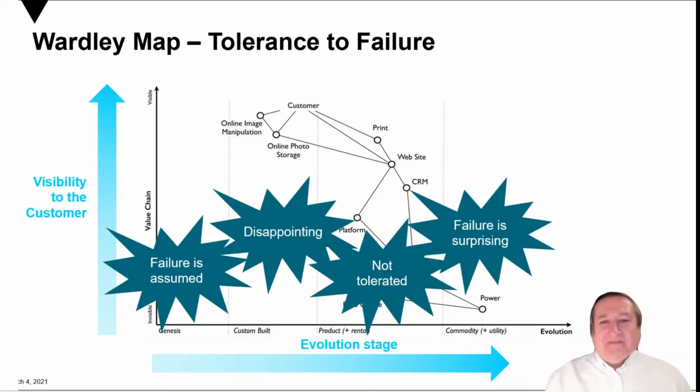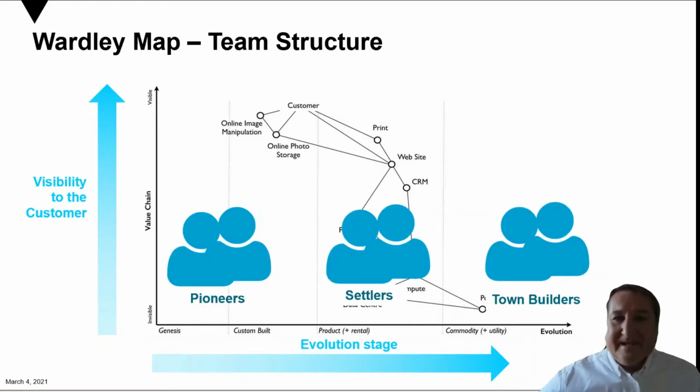Evolution stage is crucial to business strategy. For example, users' tolerance to failure depends on the component's evolution stage. Failure is more or less assumed for the components in the genesis stage, but it is not tolerated for the products. The evolution stage also determines the optimal organizational structure.